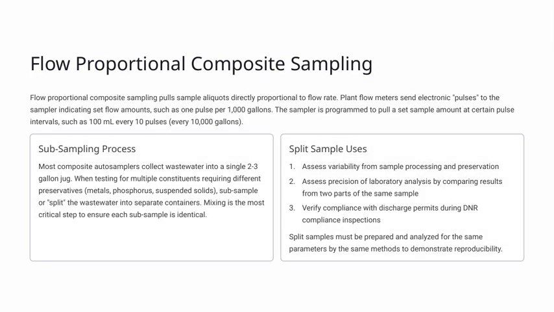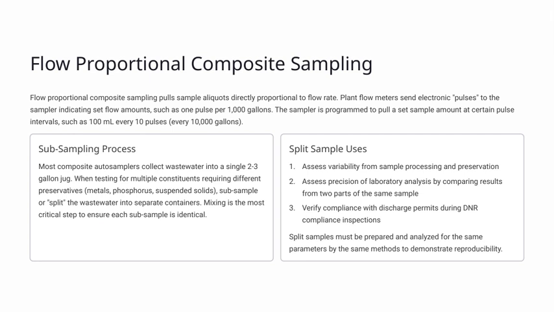Flow proportional composite sampling involves collecting samples in proportion to the flow rate of the wastewater. This means that the sampler pulls aliquots directly related to how much water is flowing through the system. For example, the plant's flow meters send electronic pulses, like 1 pulse per 1,000 gallons, that tell the sampler when to collect a specific amount. So, if it's programmed to take 100 milliliters every 10 pulses, it will do so each time 10,000 gallons pass through. This method ensures our samples accurately reflect the flow conditions.